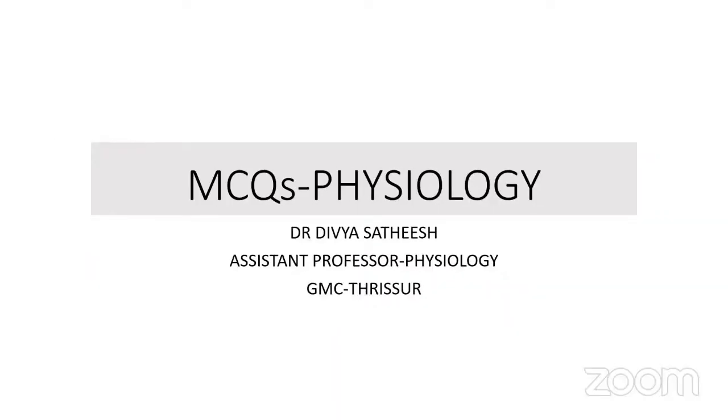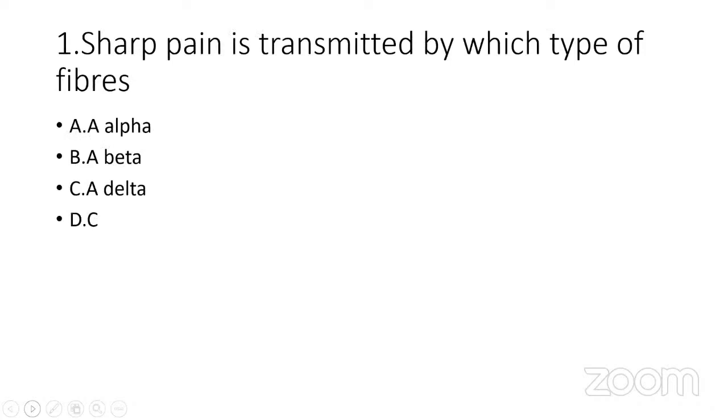Today we are going to see around 30 questions from different systems of physiology. Let's start with the CNS physiology. Here is the first question. Sharp pain is transmitted by which type of fibers?